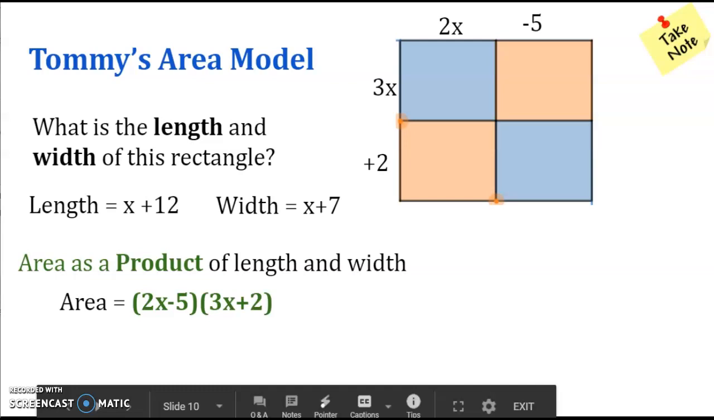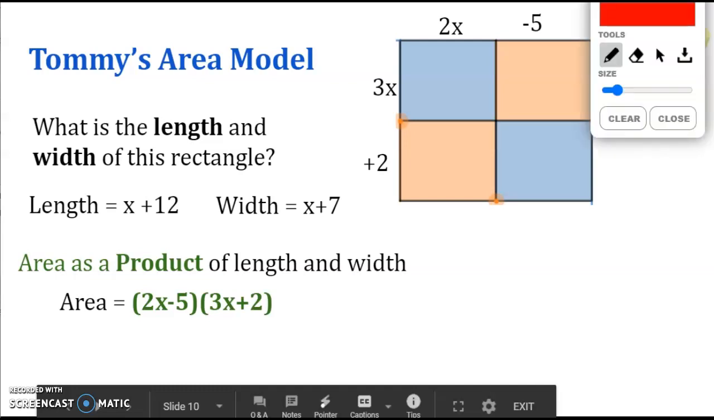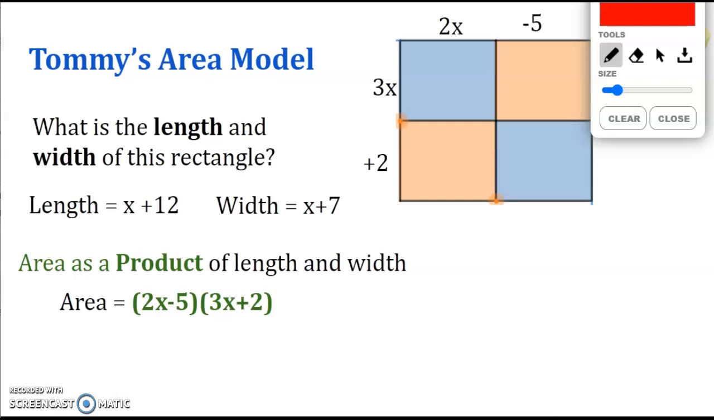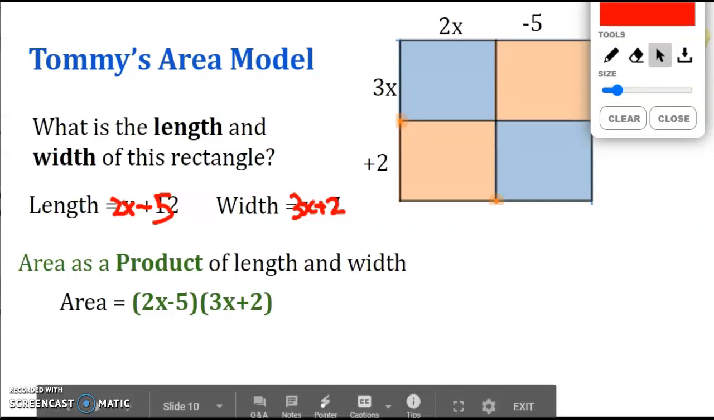So this is not correct. Let me just fix this now. This should not be x plus 5. This should be 2x minus 5 and 3x plus 2. Okay, and then the area as a product is the length multiplied by width. So that's going to be 2x minus 5 multiplied by 3x plus 2.